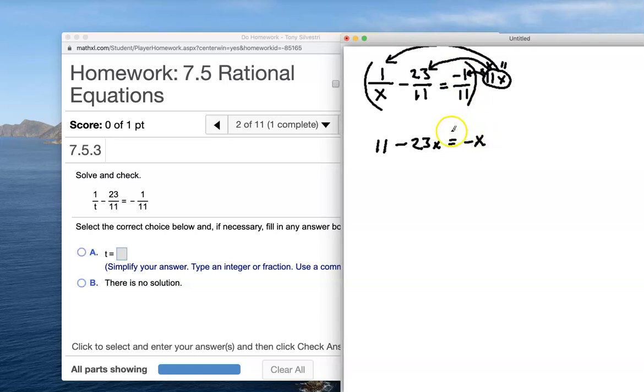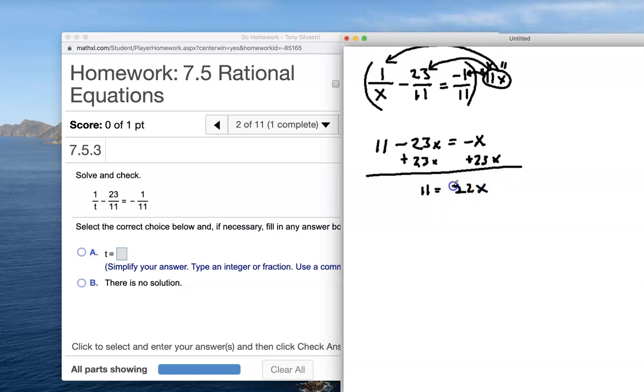Now at this point it's fun. It's no more fractions. You got rid of the fractions. What I'm going to do is put the x's on one side. I'm going to add 23x to both sides. Whatever you do on one side, you do on the other. This cancels, leaves you with an 11 equals negative 1 plus 23 is 22x.